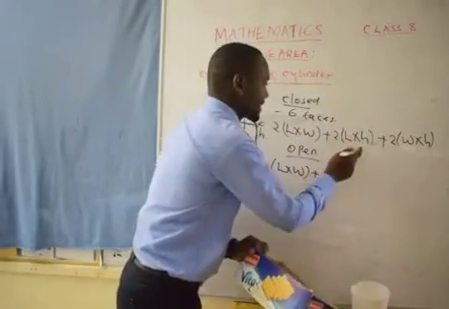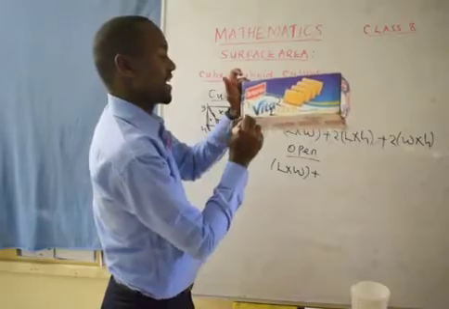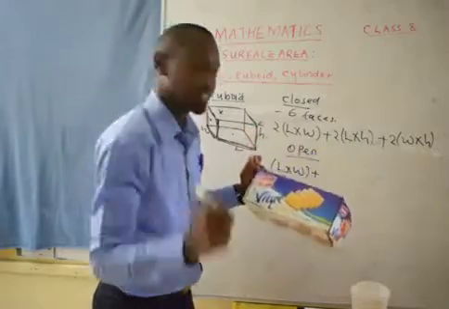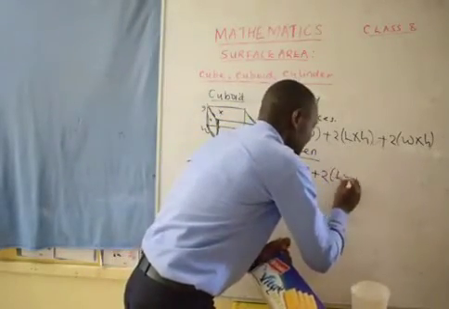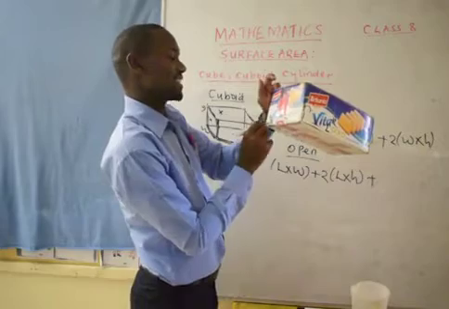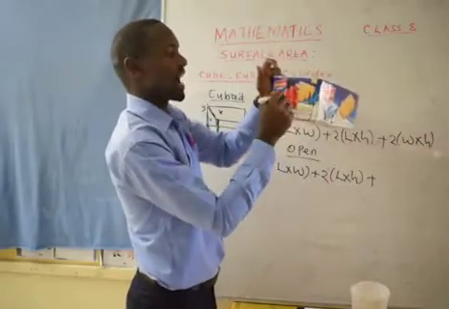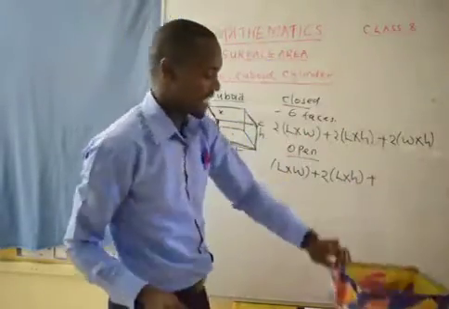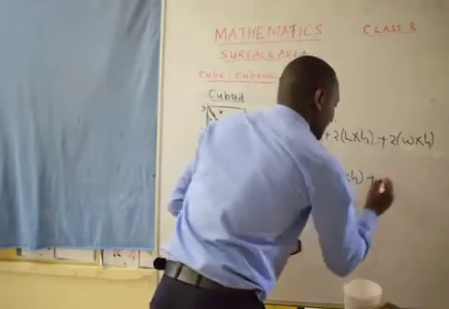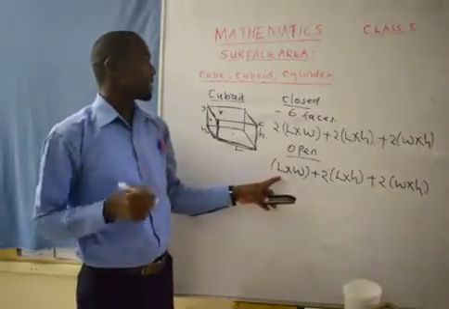Plus length times height, that is this face here, because we have this face and this face here. So it is length times height times 2. Good. That is twice into length times height plus this other smaller face here. This is the width and this is the height. So it is width times height, and because they are two, we have this face here and this other face here. So it is plus twice into width times height. That is the surface area of an open cuboid.